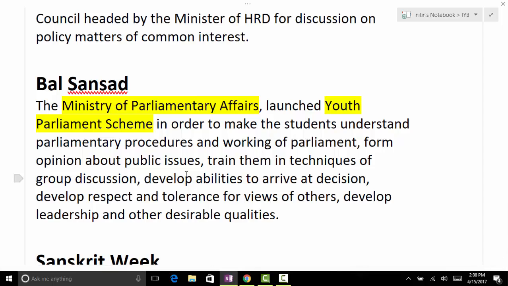Bal Sansad, which ministry has launched? Ministry of Parliamentary Affairs. Youth Parliament Scheme. So what is the purpose? So that the students get aware about what parliamentary work is, what the basic idea of parliamentary work is, right? To help them in discussion, deliberation, debate. This is what all happens in Parliament. And to basically realize or appreciate the values of democracy, leadership skills are being developed. About half of the time they are fighting, they are throwing chairs. That is another part, but the good things can be taken by the students.